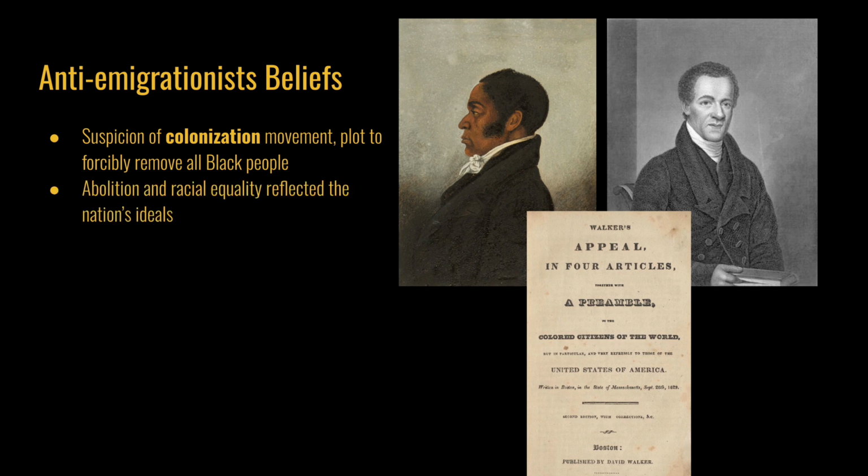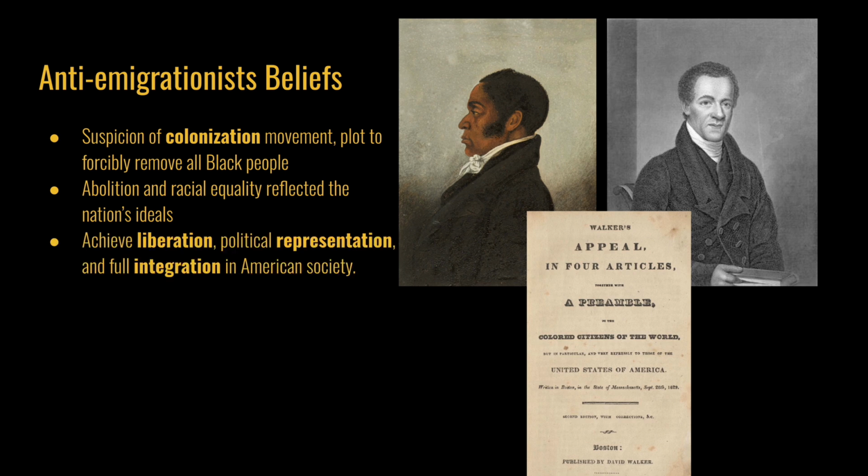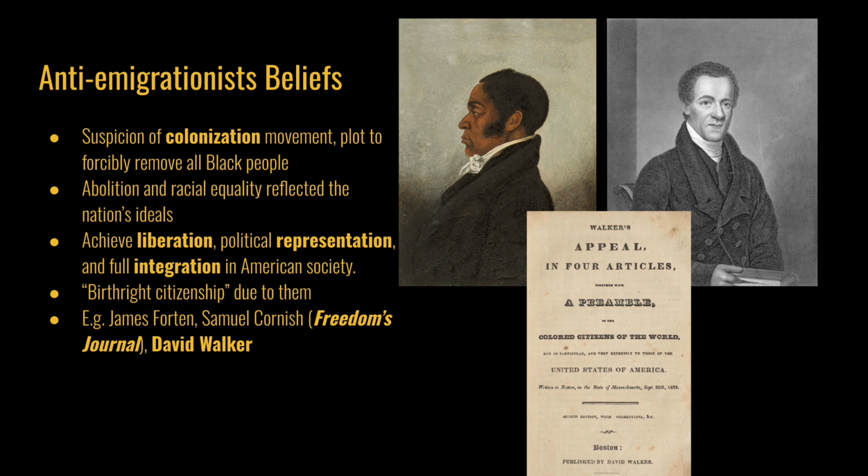They thought that abolition and racial equality reflected the nation's ideals, and therefore they should be liberated, have political representation, and be fully integrated into American society. To put it shortly, they wanted to be full citizens. They wanted full citizenship rights that they believed were due to them by virtue of being born in the United States. This wouldn't become a formal right until the adoption of the 14th Amendment after the Civil War.